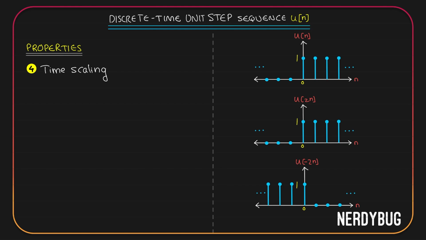We have u of n, which starts having 1 from 0 to infinity. If you take u of 2n, nothing will change because 2 is a value greater than positive number, so you will still get 1 from 0 to infinity. But if you take u of minus 2n, then you will get a left-handed signal from minus infinity to 0, where you will have 1. After that, you will get 0.